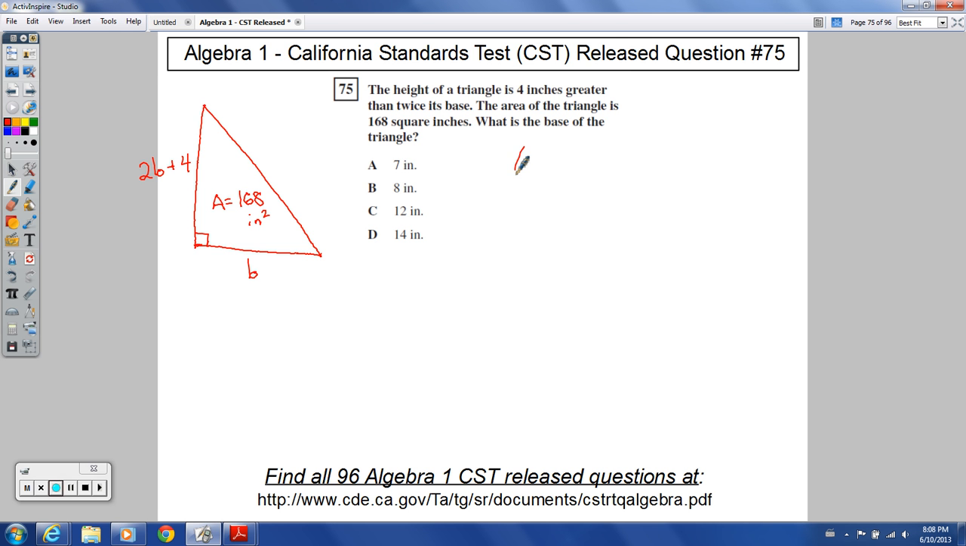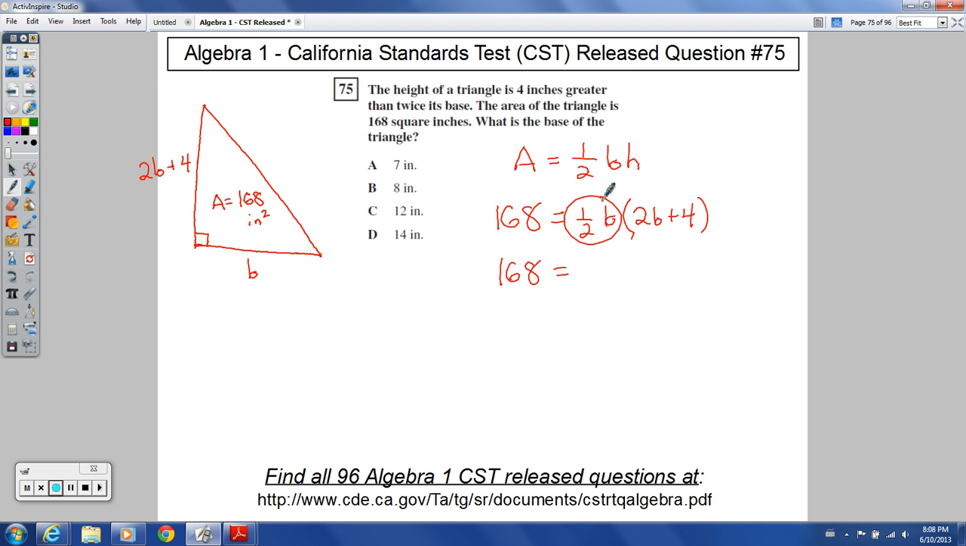And so I know the area of a triangle, of any triangle, is 1/2 base times height. But I can plug in 168 for the area. I know that's what it is. And I can also plug in, I know my base is represented by b, but my height is represented in terms of the base. In terms of the base, it is 2b plus 4. From there, I've got 168 equals 1/2 b.